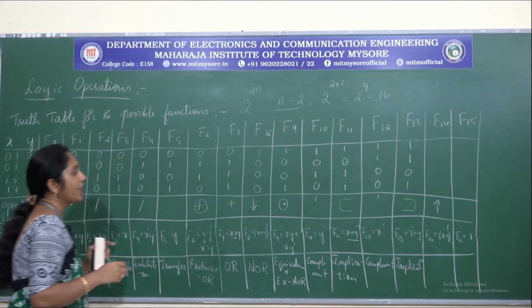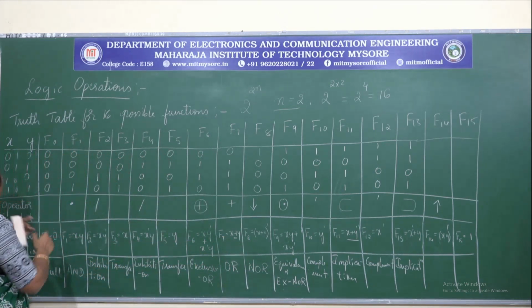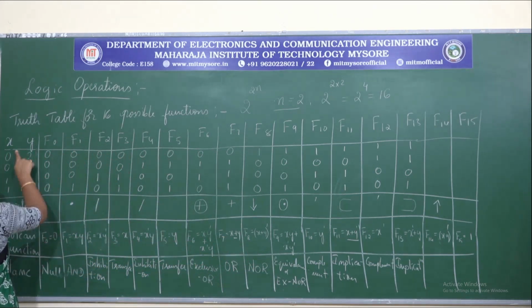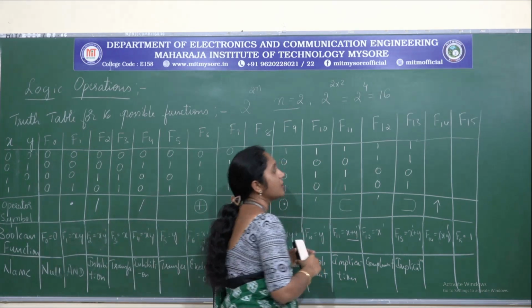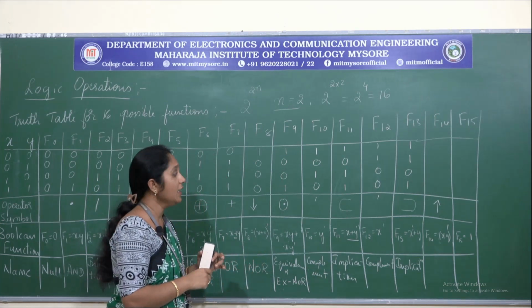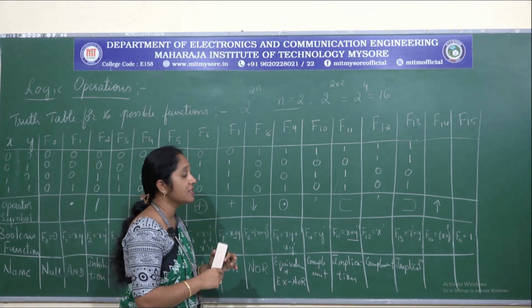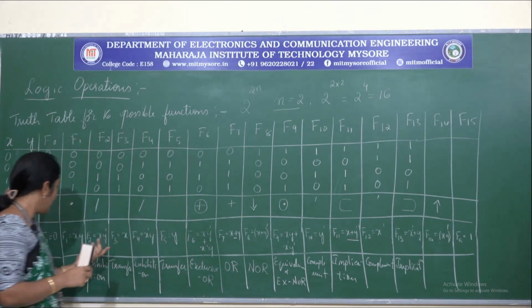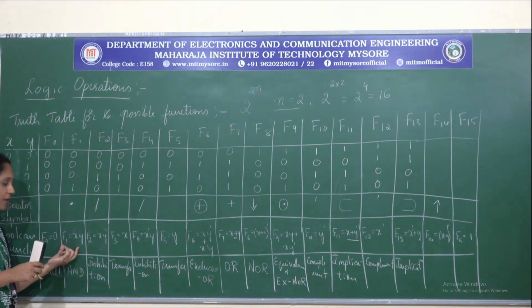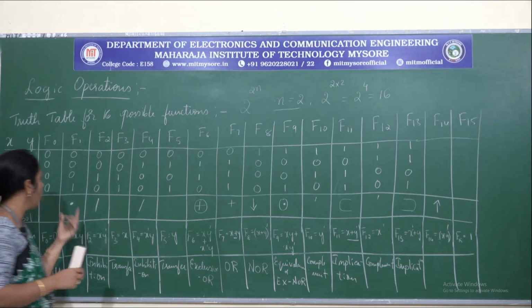This is the implication function, x dash or y. Yes. Now let us see the next function. Next function we have is F14. The F14 expression is (x into y) whole dash. X into y is the AND operation, so this is the complement of the AND operation.